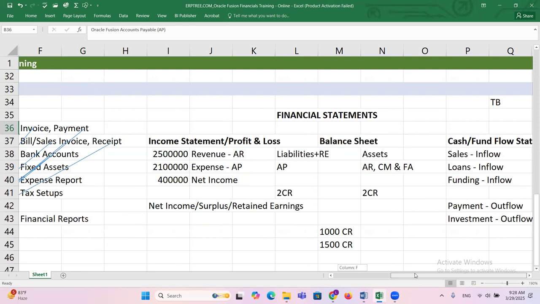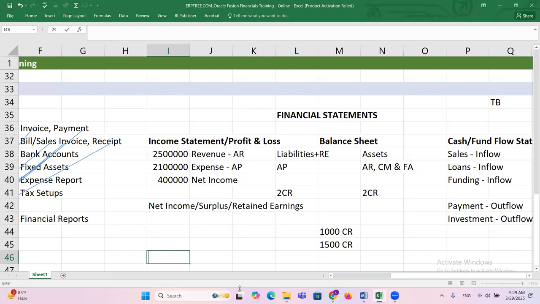There is one separate concept. If you are from, you mentioned in the last session, you are from EBS background, right? You have FSG, the Financial Statement Generator. Similar to that, we have FRS in Fusion, the Financial Reporting Studio. There we'll see how to prepare the reports.